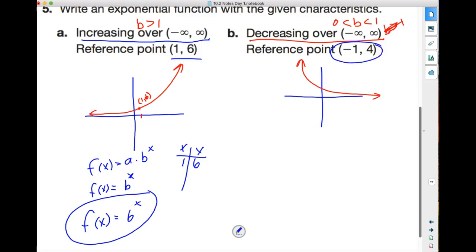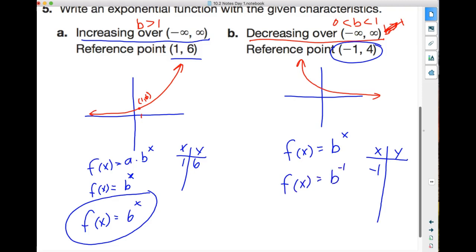Now I'm plugging a negative in. Again, let's let a equal 1. Okay, so let's look at this a second and say, what does b have to be when I have an xy table here? If I'm putting negative 1 in for x, so f of x equals b to the negative 1, what does b have to be in order to get a 4 out?